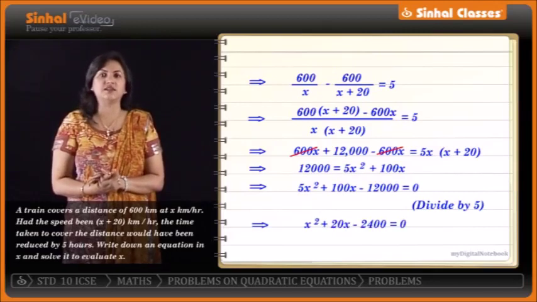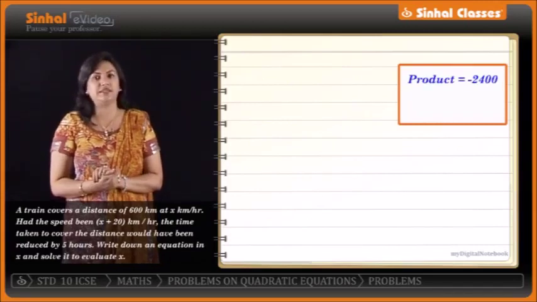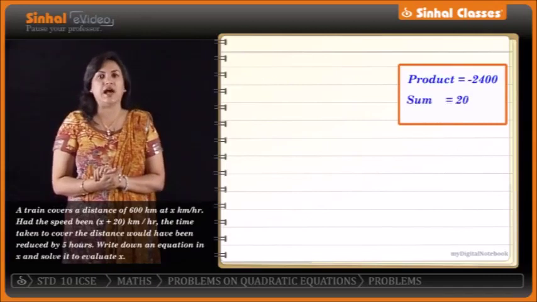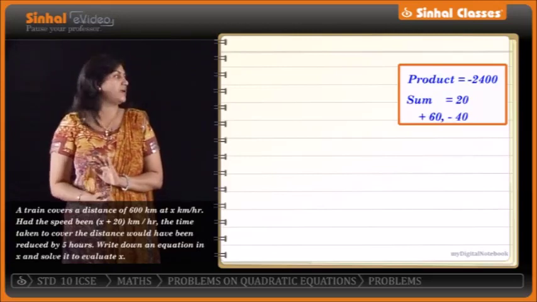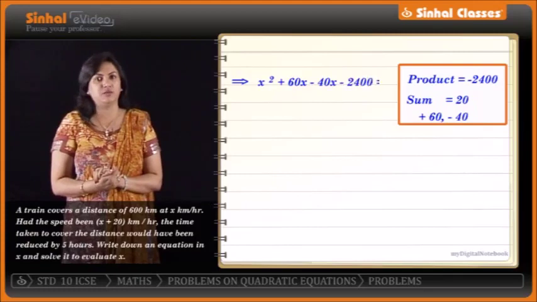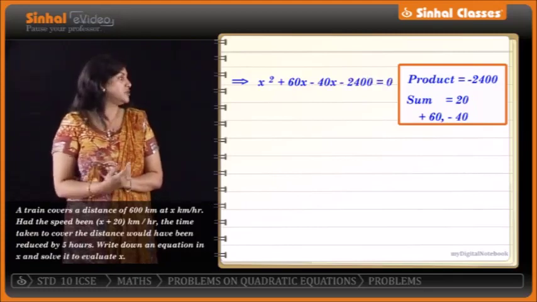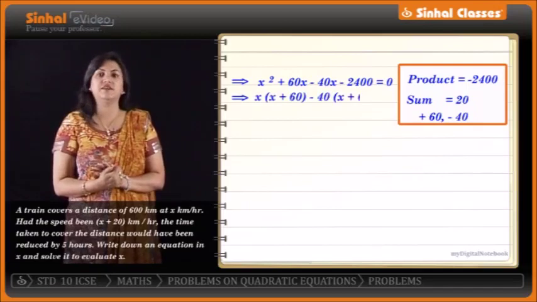To factorize this, we want two numbers whose product is minus 2,400 and sum is 20. So we take the numbers as plus 60 minus 40. So the equation becomes x square plus 60x minus 40x minus 2,400 is equal to 0. Now from the first two terms, x common, we have x plus 60. From the last two terms, minus 40 common, we have x plus 60, which is equal to 0.